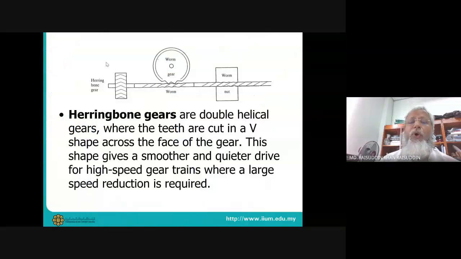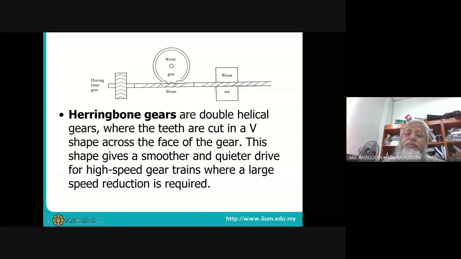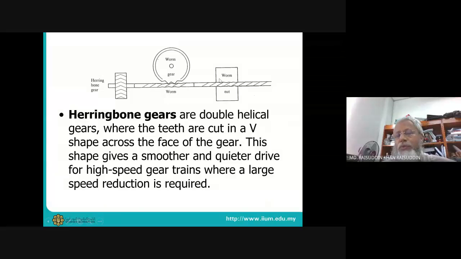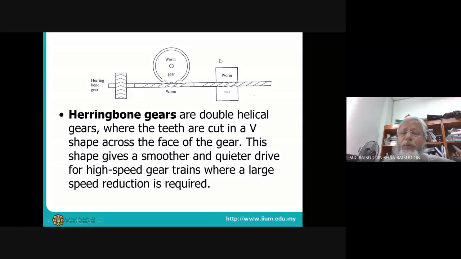Okay, there are worm gears. Worm gears are basically a special type of gear. Power can be transferred in one direction, but from the other direction you cannot. If you rotate the worm, the nut will move. But if you try to move the nut, it will not move. That is basically the way we design it.